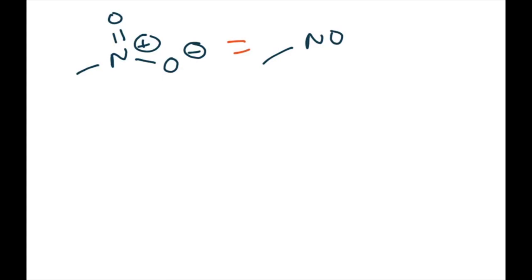Then I've got N double bond O, O minus, N plus. That's going to most often be written as NO2. And this is called a nitro group.